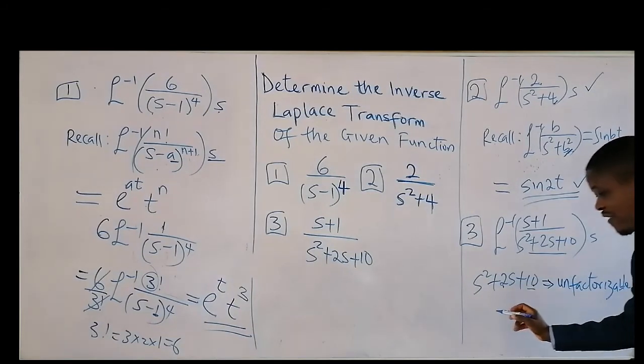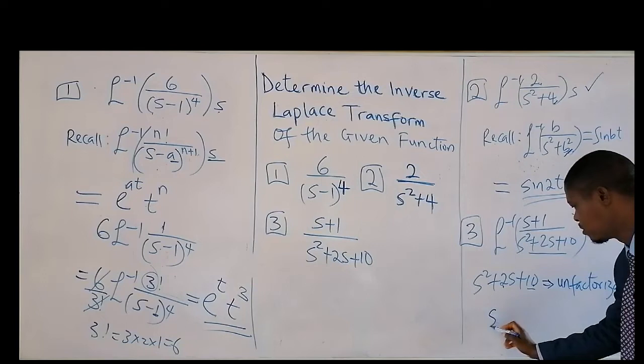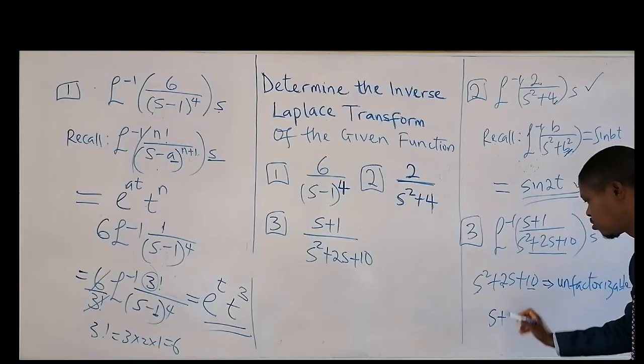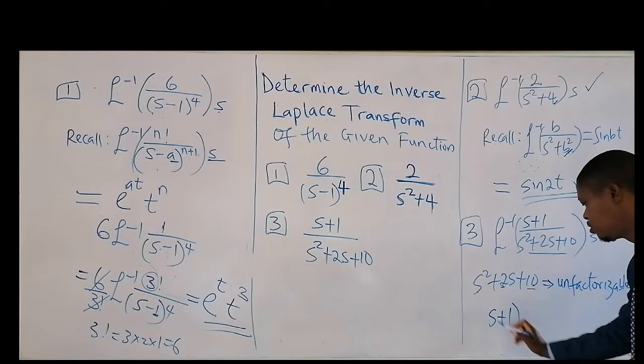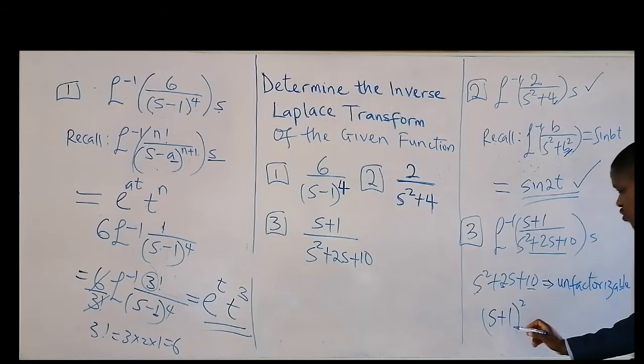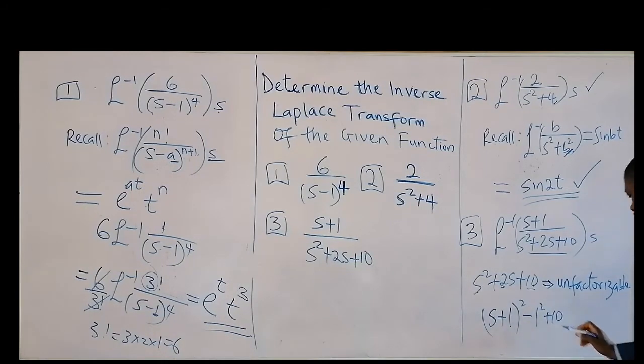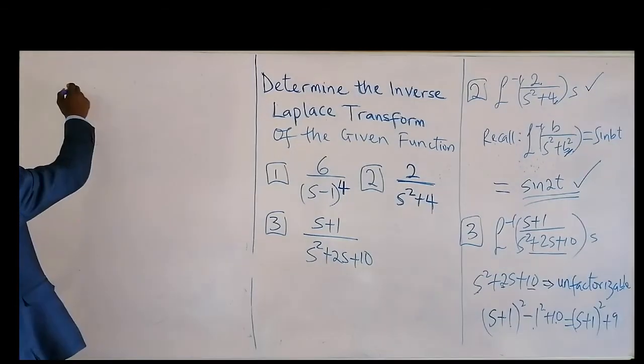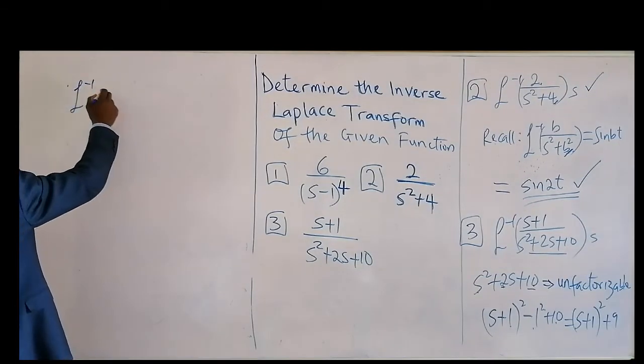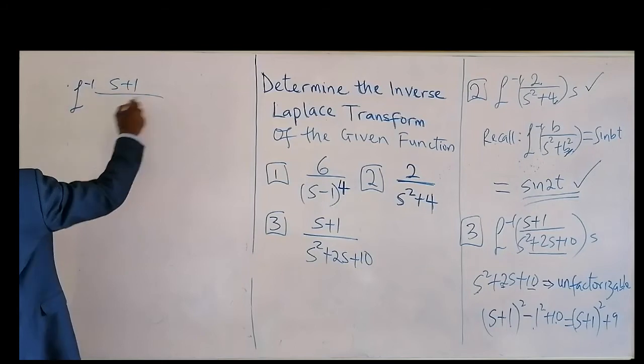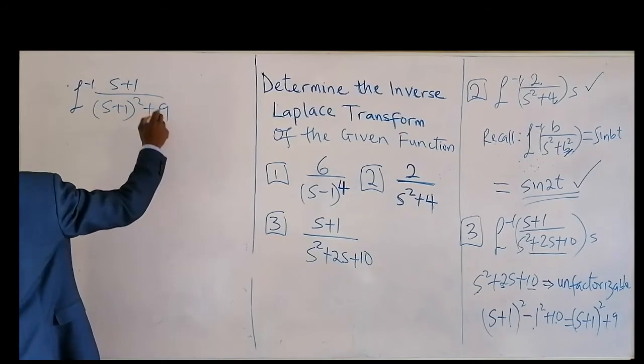Then you can use a perfect square, and that will be take 1 of this, then plus half of this, that's 1, square that. And whatever you are adding here, deduct that and square it, plus 10. And this will be equal to x plus 1 squared. This plus this, that's plus 9. So we now have the inverse Laplace of this over (x plus 1) squared plus 9.